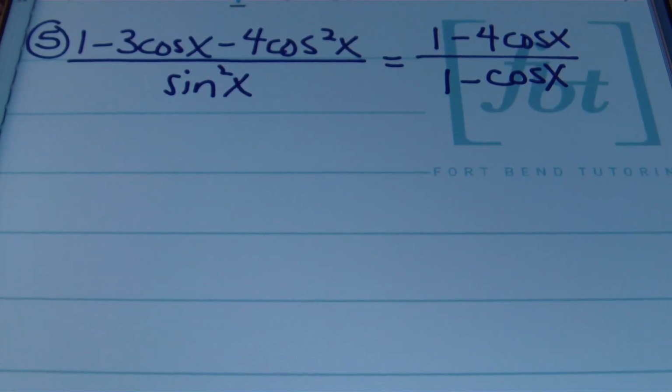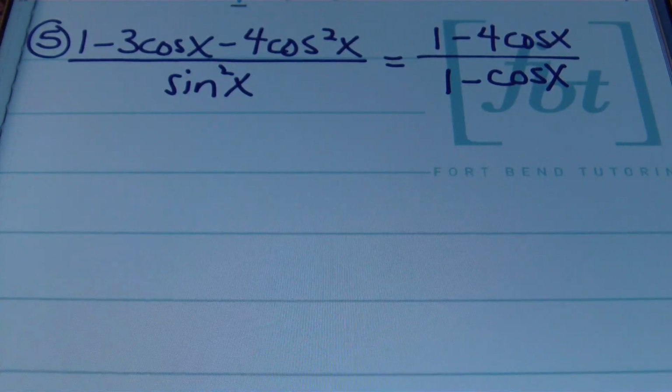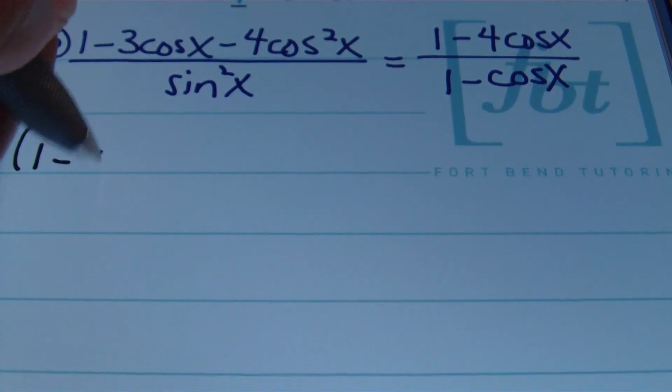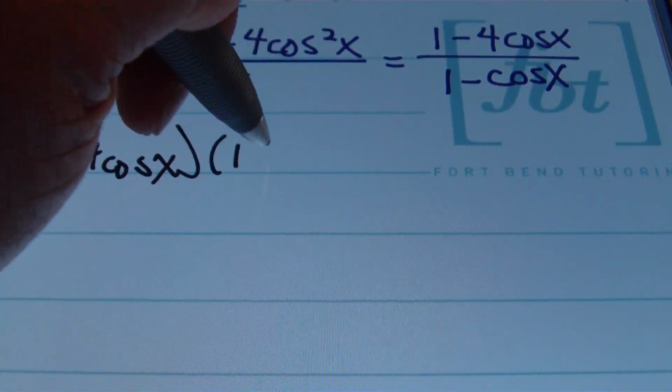Whether or not you choose to use substitution, what you have in the numerator is a quadratic trinomial. So for instance, let's say I substituted cosine x for the variable m, as in Mary. This would be rewritten as 1 minus 3m minus 4m squared, which is a factorable quadratic trinomial. So using that concept, I can go ahead and factor this into its result, which will be 1 minus 4 cosine x times 1 plus cosine x.